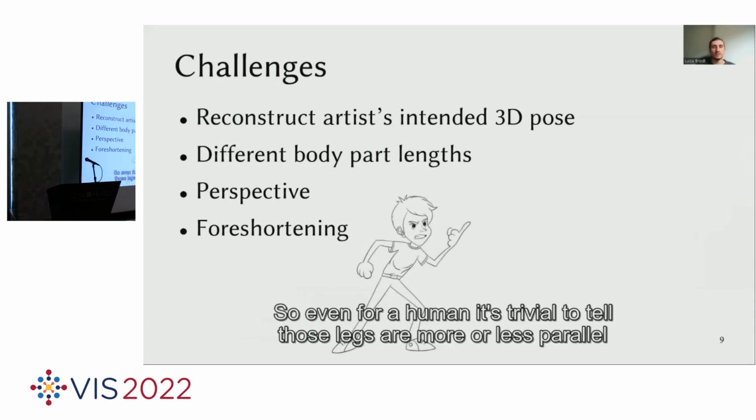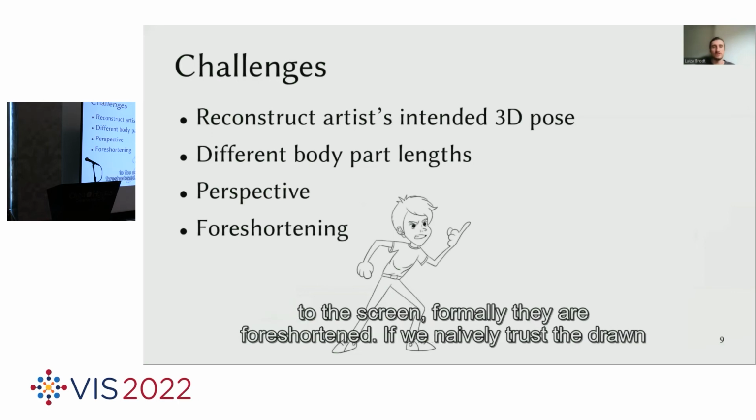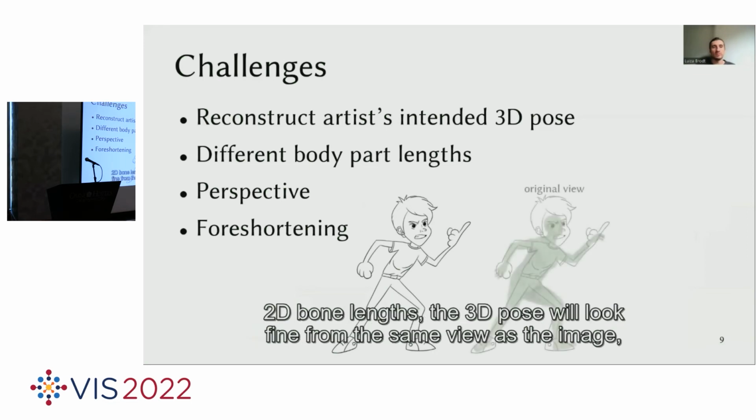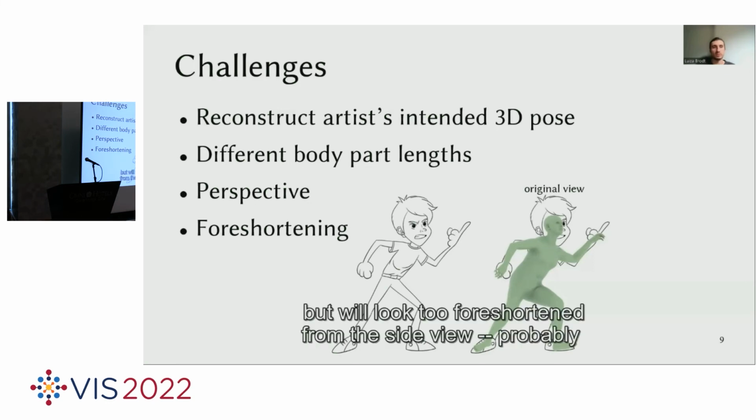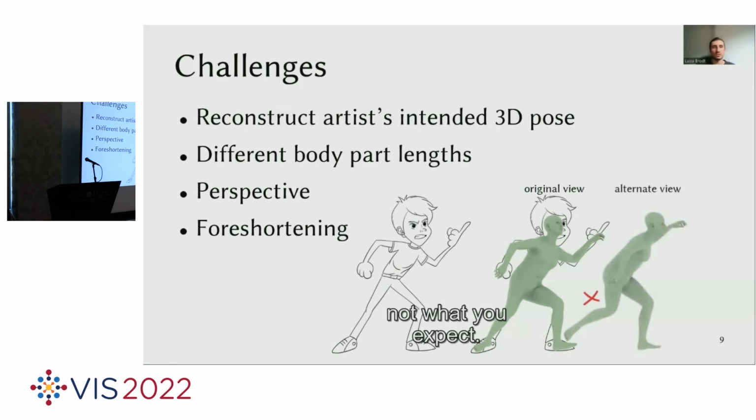So, even for a human, it's trivial to tell that those legs are more or less parallel to the screen. Formally, they are foreshortened. If we naively trust the drawn 2D bone lengths, the 3D pose will look fine from the same view as the image, but will look too foreshortened from the side view. Probably not what you expect.